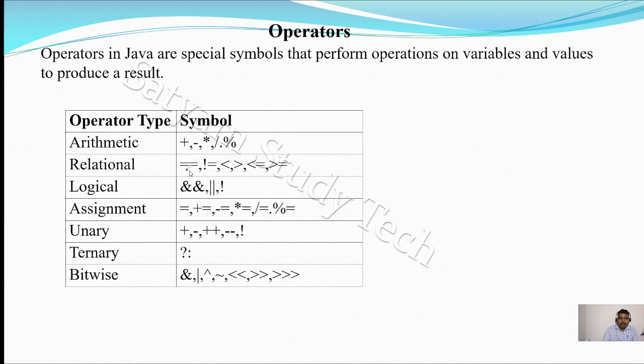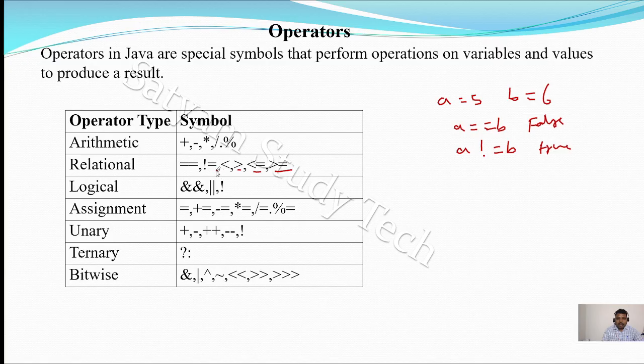Now you can see the relational operators. These are equal to, written as double equal to, not equal to, less than, greater than, less than or equal to, and greater than or equal to. For example, a equal to 5, b equal to 6. Compare a double equal to b. 5 double equal to 6 is not true, so it is false, and you can print false. For a not equal to b, it is true, so you can print true.